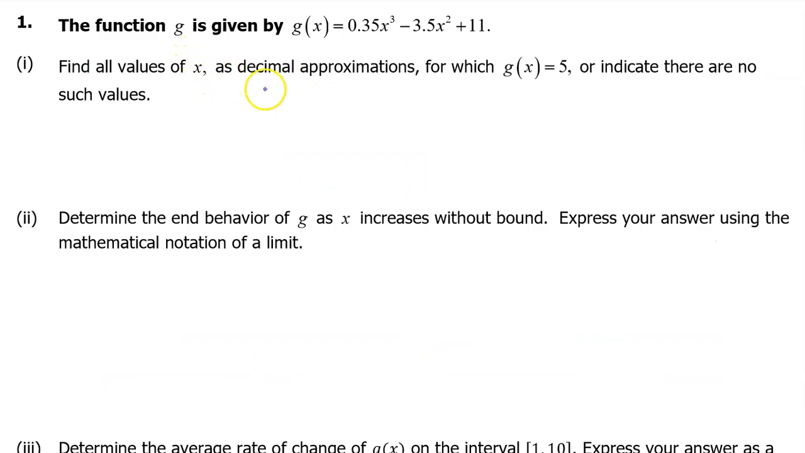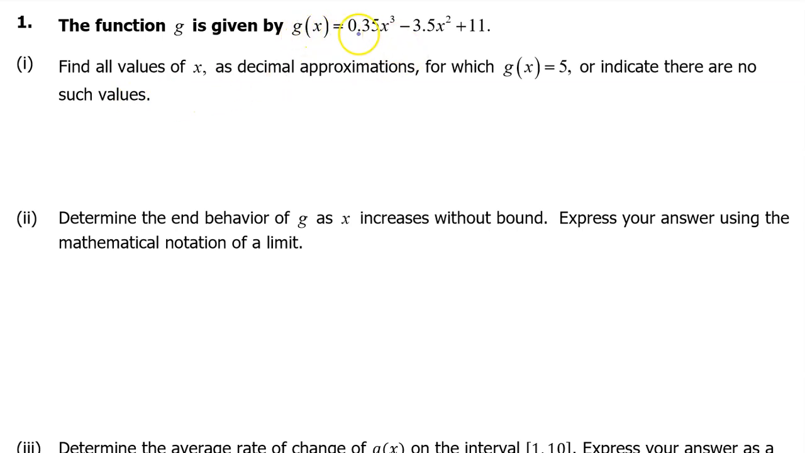These problems are calculator active, so we will use our graphing calculator as needed. Number 1. The function g is given by g of x is equal to 0.35x to the third power minus 3.5x squared plus 11. Part 1. Find all values of x as decimal approximations for which g of x is equal to 5, or indicate that there are no such values.